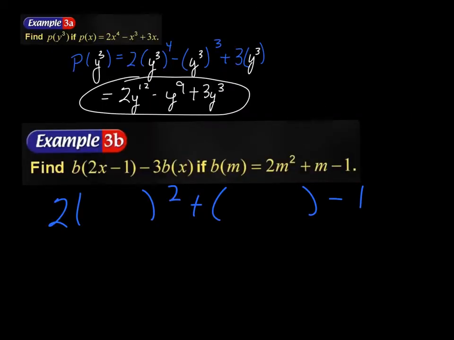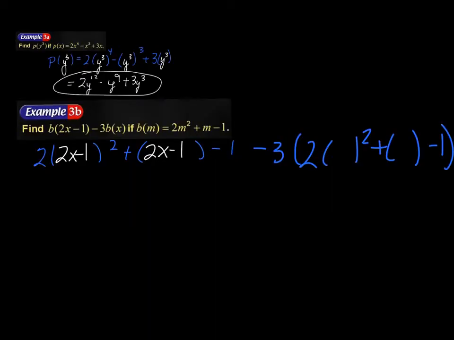They're getting ambitious this time. They're going to use that b of m function twice. So the first time we want to find b of 2x minus 1. So where there was an m, I'm going to put 2x minus 1. And then we just need minus 3b of x. So where there was an m, I'm going to replace it with an x this time.